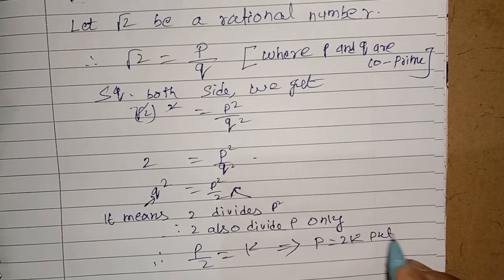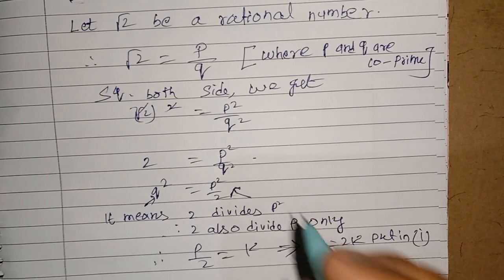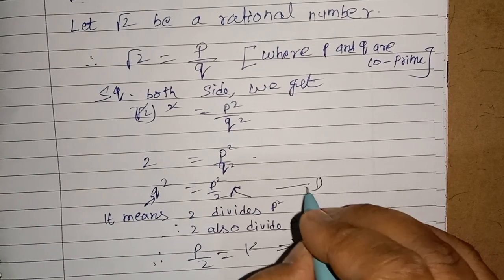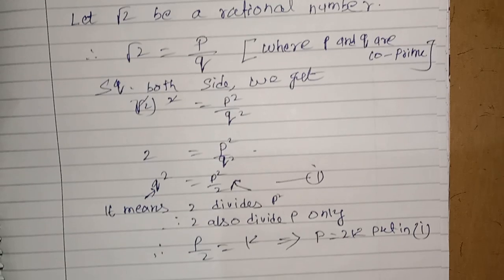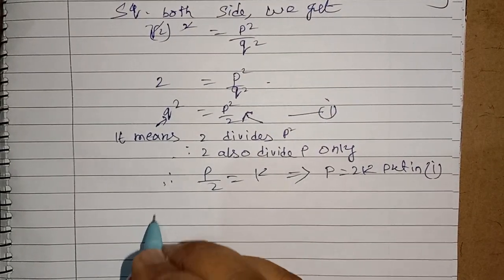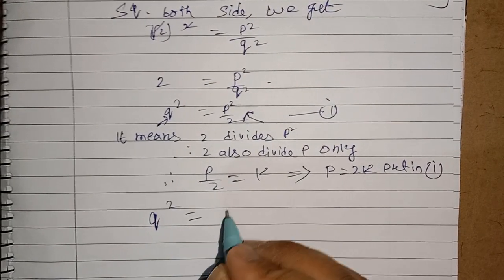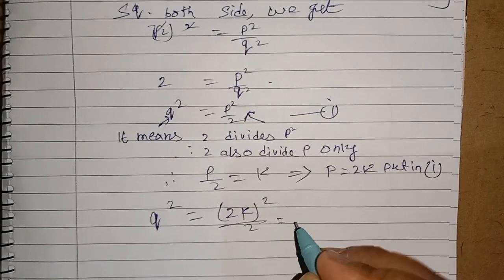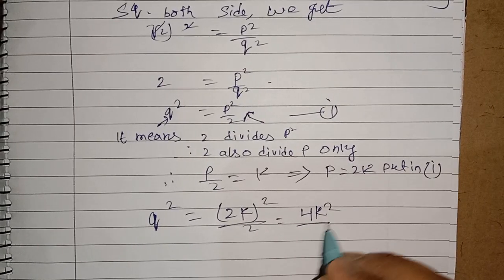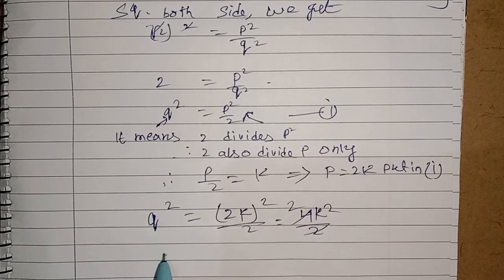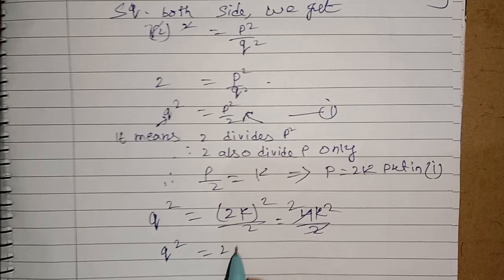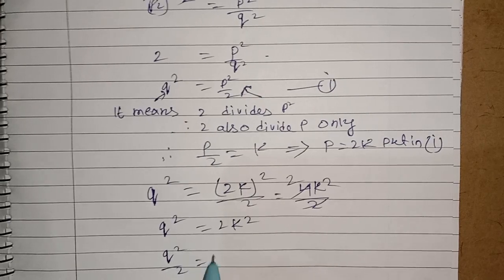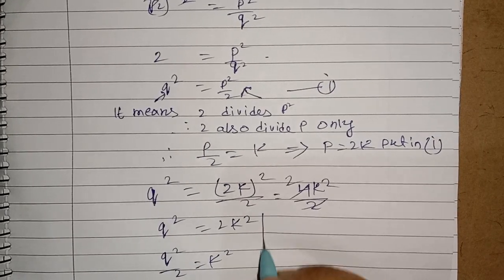We can put this in equation number 1. That is our equation number 1: q squared is equal to p squared by 2. Now, in q squared, in place of p we will put 2k whole squared by 2, which equals 4k squared by 2. So q squared is equal to 2k squared. Okay, so therefore q squared by 2 is equal to k squared.